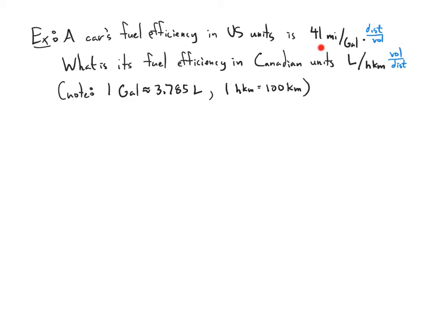Remember, you're going to have to flip this, and then you're going to have to convert from miles to kilometers, or hectokilometers, I should say, and from liters to gallons. And I should give you one more conversion, actually. I should tell you that 1 mile is roughly 1.618 kilometers. So pause the video now and give this a try.